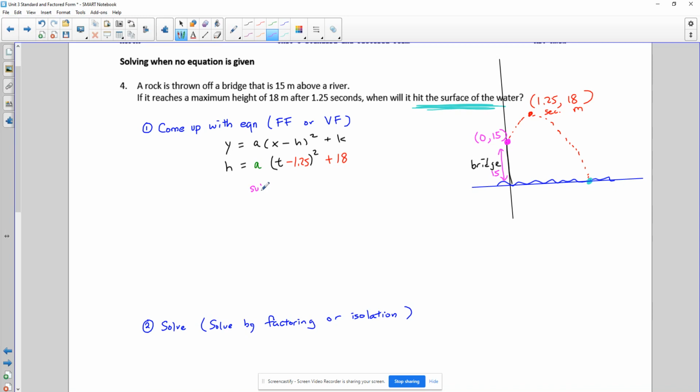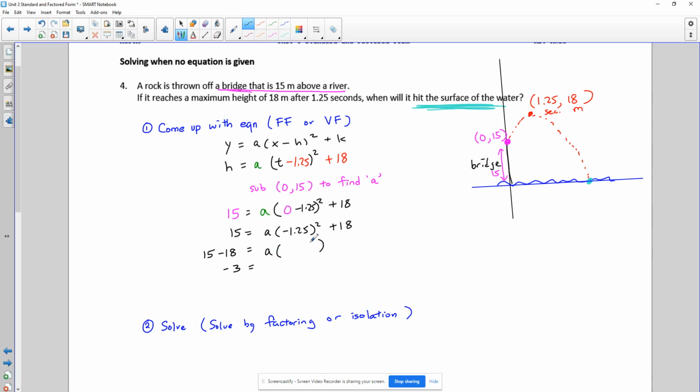So what we're going to do is sub in the y-intercept 0, 15, to find the a value. So 0 will go into the t, 15 will go into the height. So 15 equals a times negative 1.25 to the power of 2, plus 18. Now we need to solve for a, so we need to move the 18 to the left-hand side. So 15 minus 18 is negative 3. Now, negative 1.25 to the power of 2 is 1.5625.